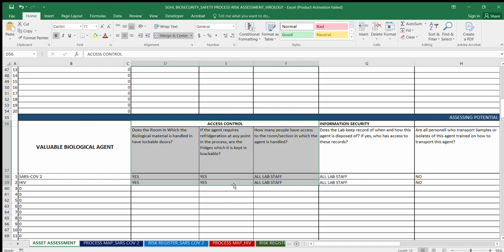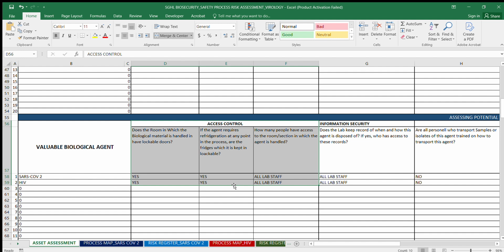But then sometimes you'll find that maybe the room is not lockable and the fridges are not lockable. It means that someone will walk in and also have access to the fridge and have access to your isolates or your samples of this particular agent. The next question is, how many people have access to the room or section in which the agent is handled? So here you're talking about how many people have access. The more people have access, the more vulnerable the agent becomes to being stolen.